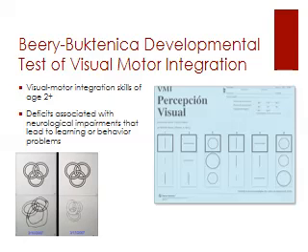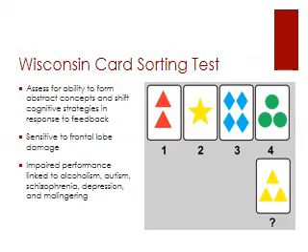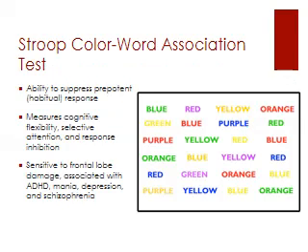The Beery-Buktenica is used to assess visual motor integration skills, with increasingly difficult geometric figures that the examinee copies, from birth to elementary school age. Wisconsin Card Sort assesses your ability to form abstract concepts and shift cognitive strategies. This will help identify frontal lobe damage, as well as alcoholism, autism, schizophrenia, depression, and malingering.